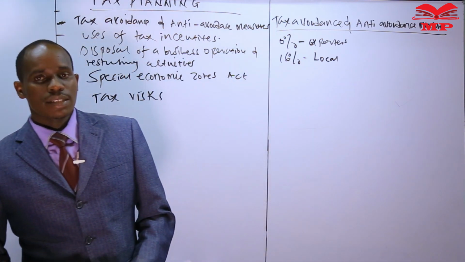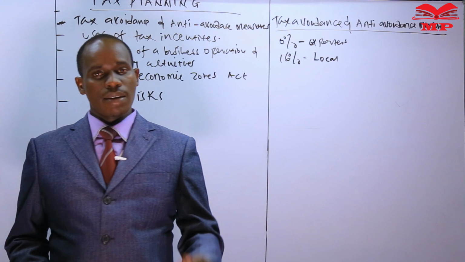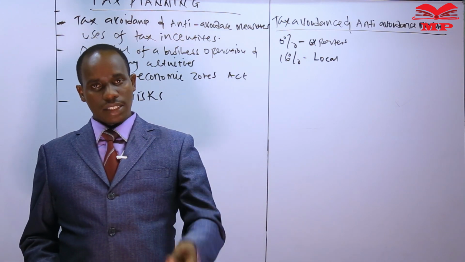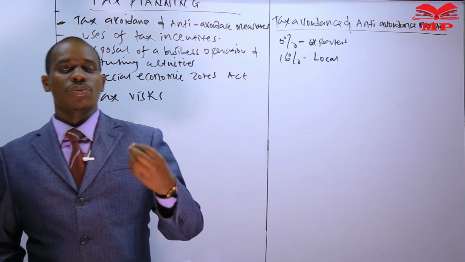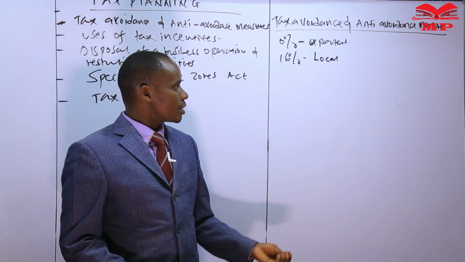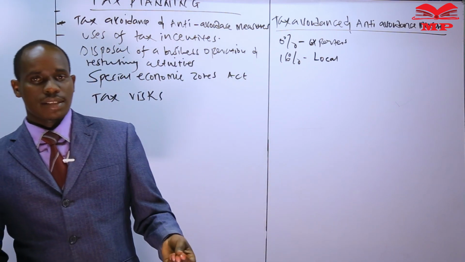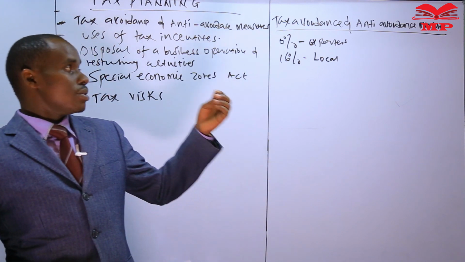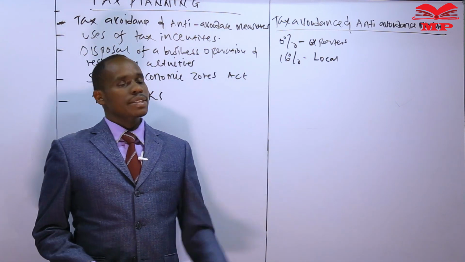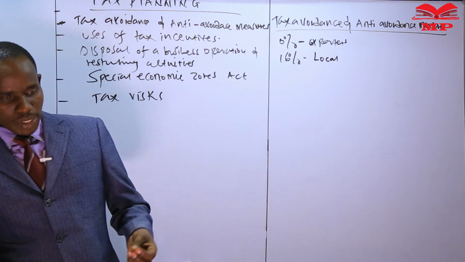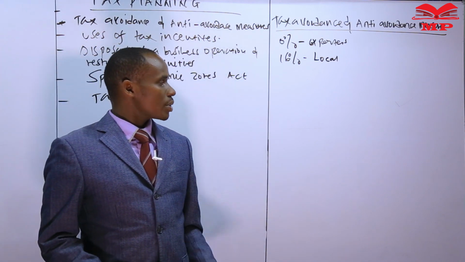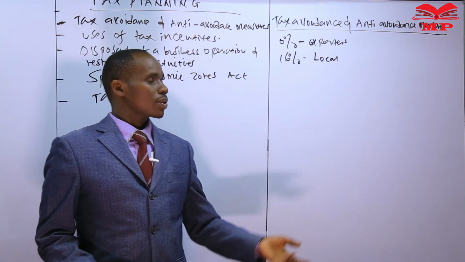Then again, we have anti-avoidance measures. Anti-avoidance measures refer to a situation whereby somebody engages in a tax avoidance technique, but the commissioner rejects such transactions. This is covered under Section 23 of the Income Tax Act, and it states that not all transactions are acceptable as tax avoidance techniques. There are two major cases that we can discuss here, which the commissioner can reject.